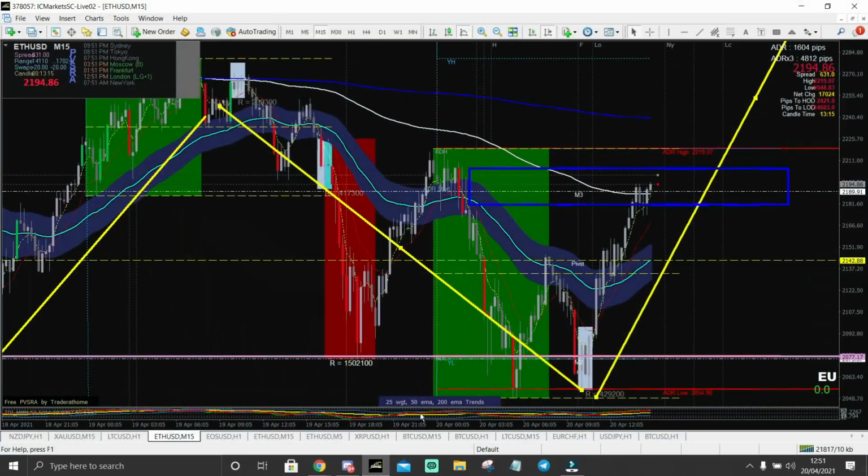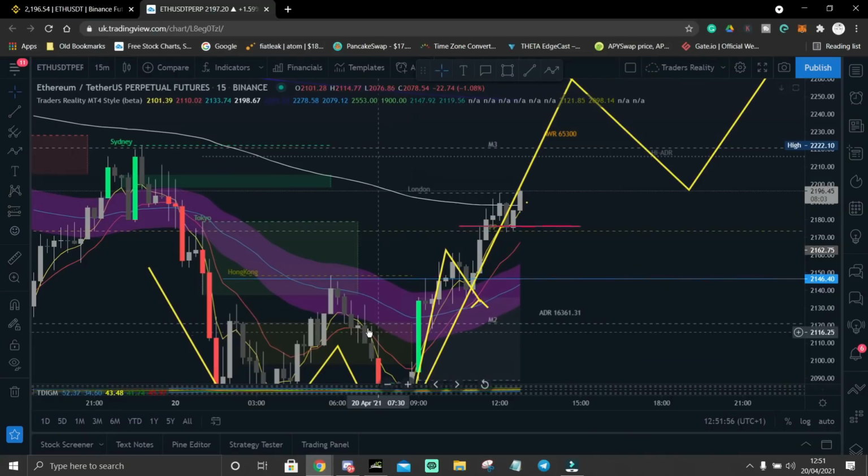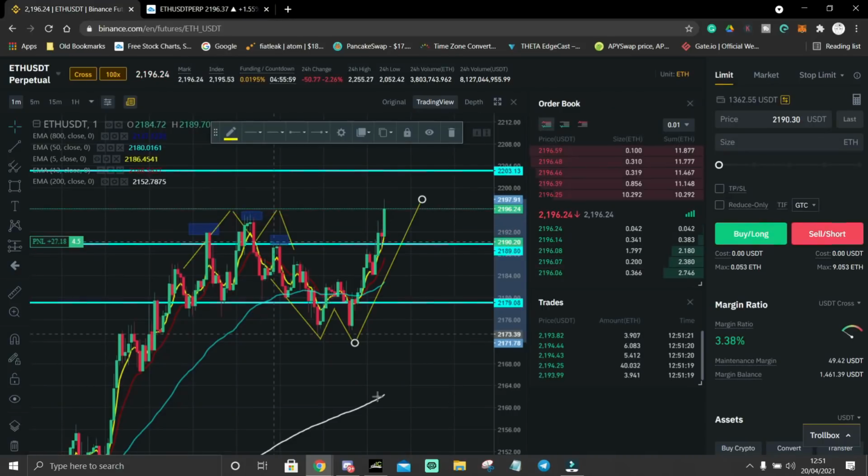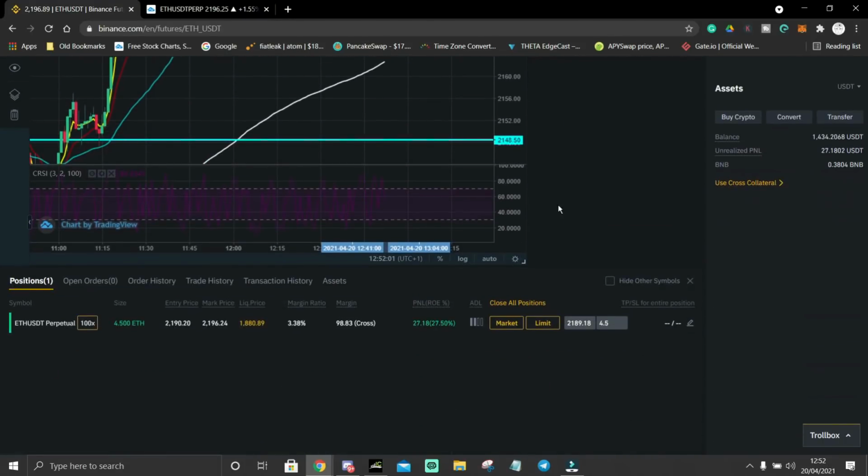Looking on MT4, what are we seeing? Ethereum has come back to the projection zone that we anticipated. Average daily range high, which is the range daily high. That could be the near-term projection. 2219. Drop back down to this. We see where we are with our position. Nice little trade there. Happy days.